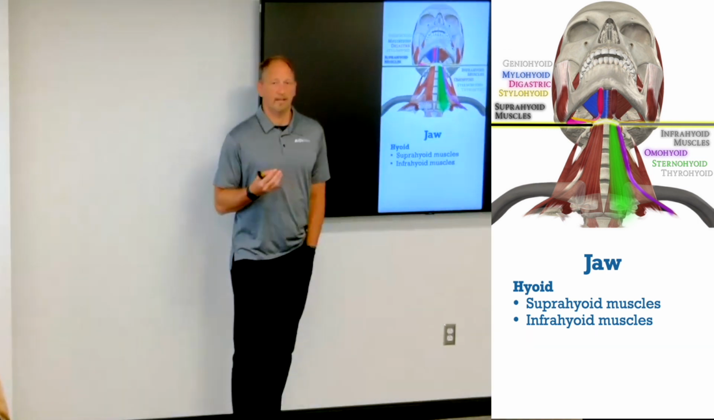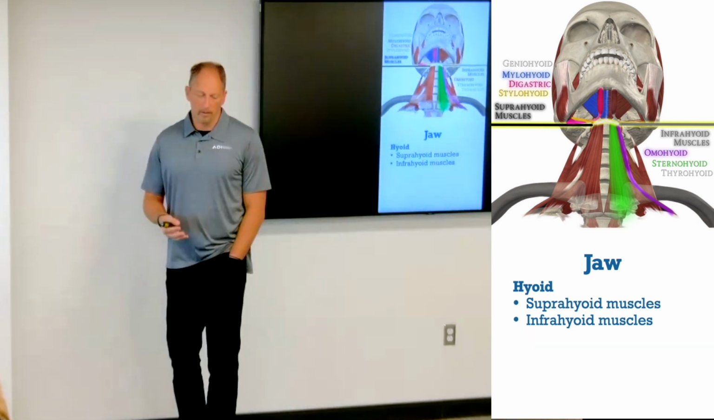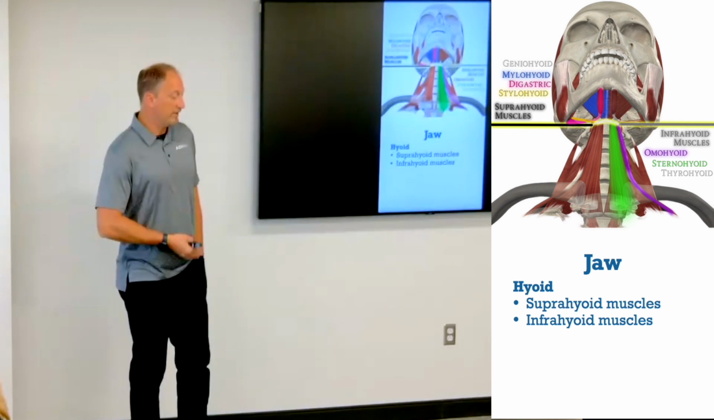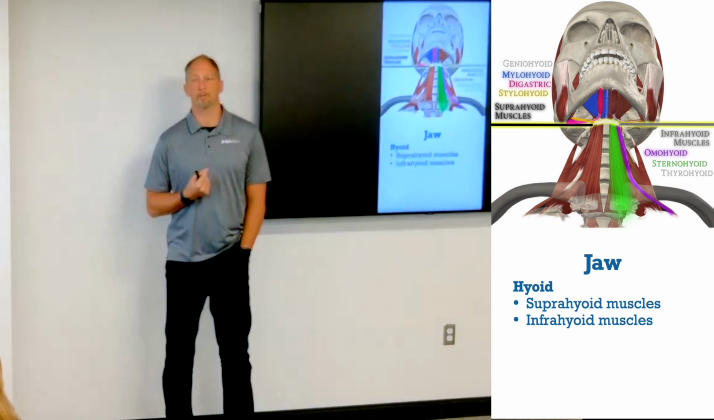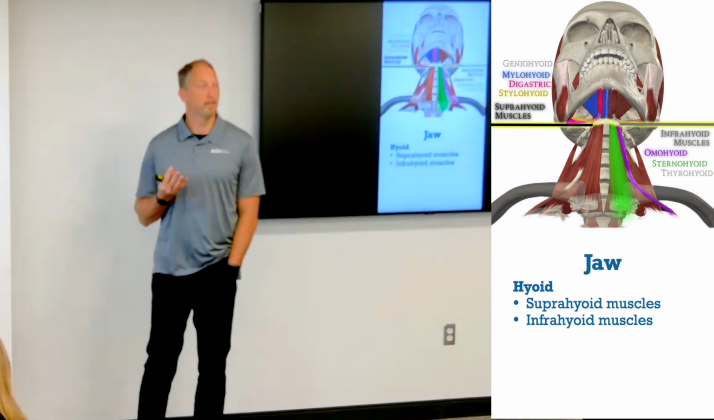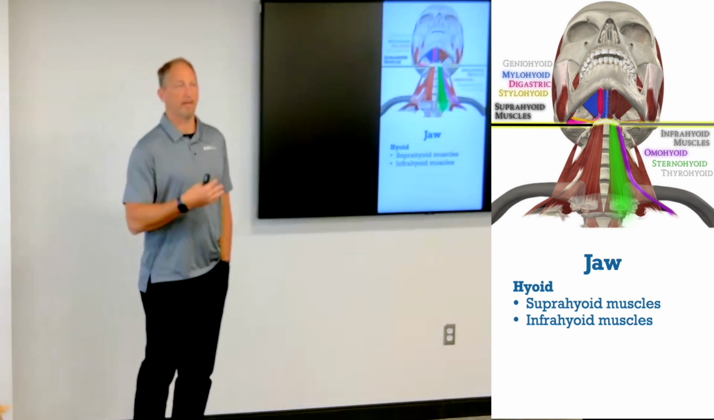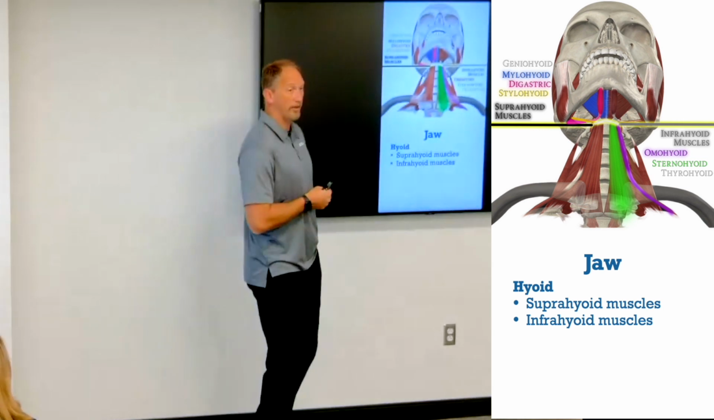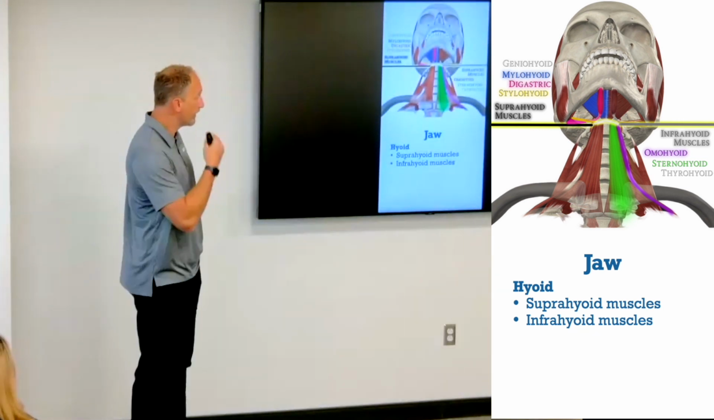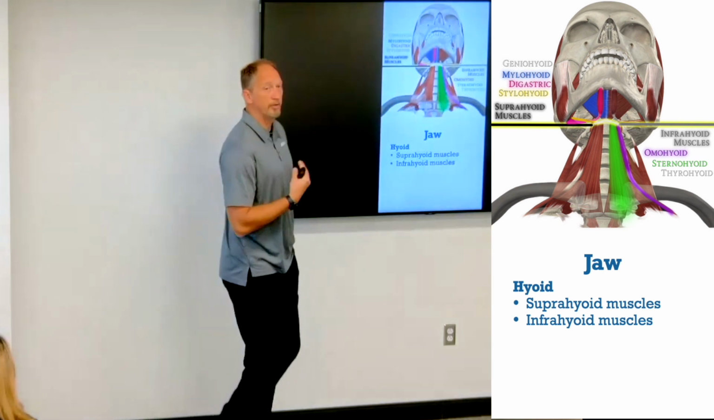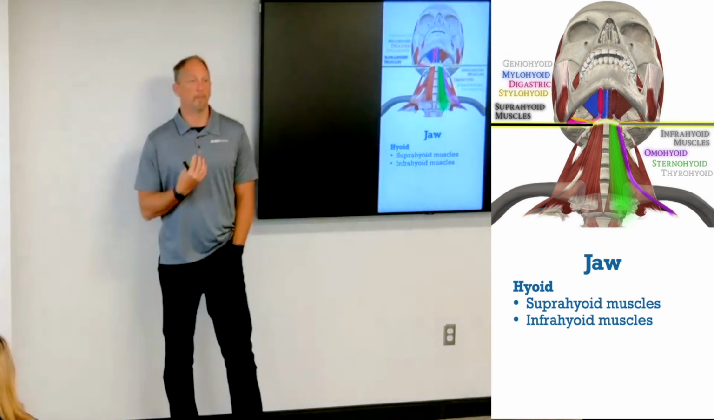Yes, indirectly because of the fascial connections, but if somebody can't breathe through their nose, what do they have to breathe out of? We're not turtles, we can't breathe out of our butts. If we don't breathe through our nose, our only option is to breathe through the mouth. If we breathe through the mouth, where does the mouth have to be? It has to be open.